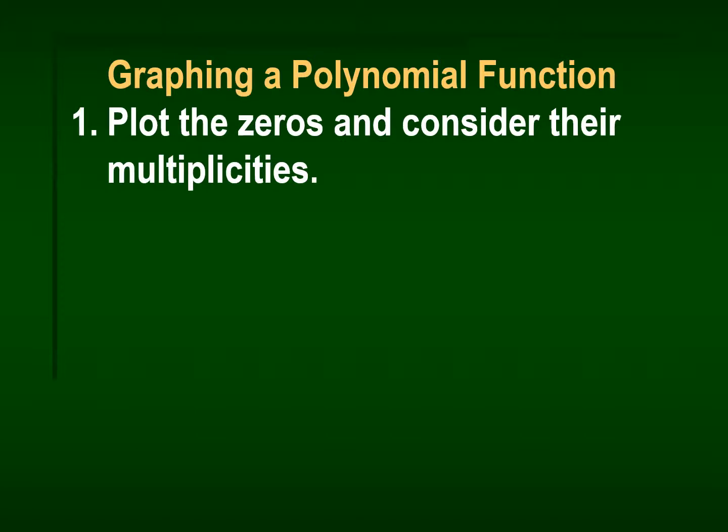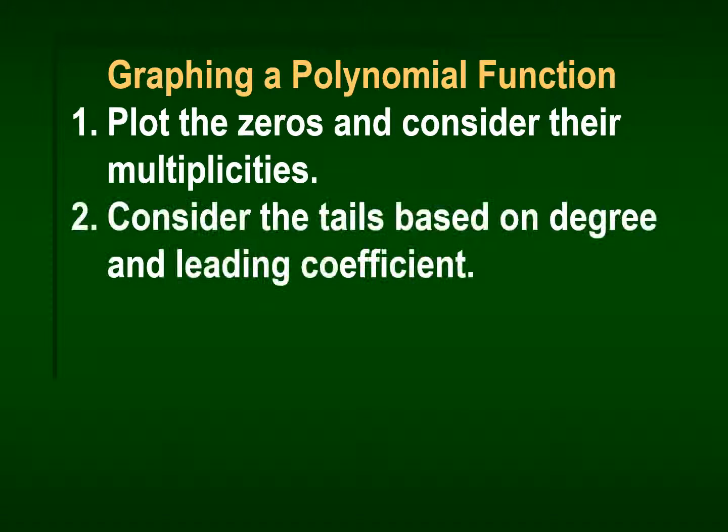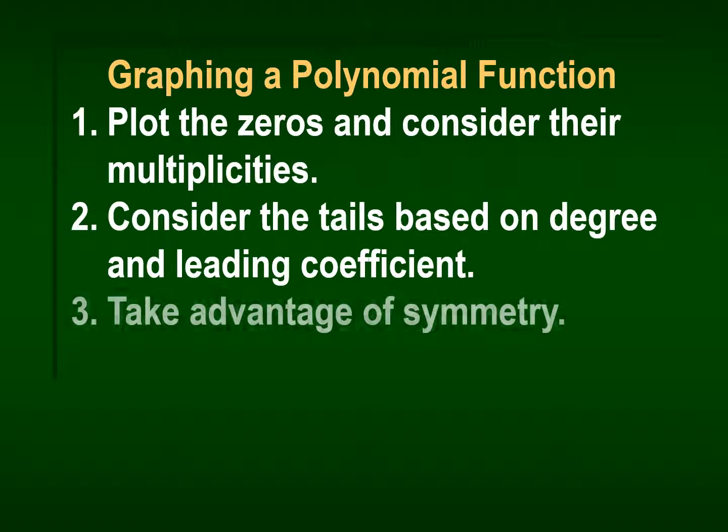So let's talk about using all of these characteristics to graph polynomial functions. So 1, we want to plot the zeros and consider their multiplicities. So this is what all the lessons beforehand have been helping us do: factoring and then finding the zeros and finding the multiplicities of those zeros. Those are going to help you plot the zeros. And then we're going to consider the tails based on the degree and the leading coefficient, which we just went over. And then we're going to take advantage of symmetry.